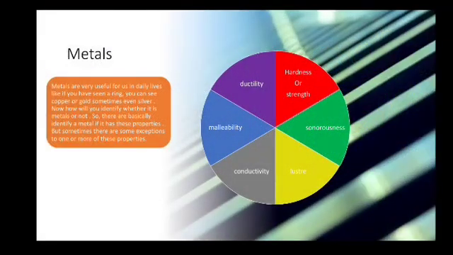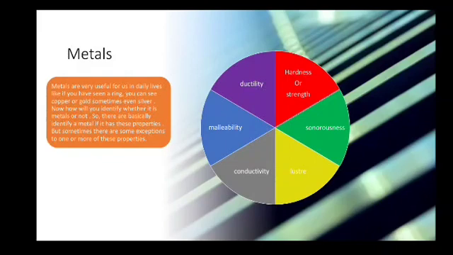So first we will study what are metals. Metals are very useful for us in our daily life. Yeah, you obviously know what metals are. If you have seen a ring, you can see that it is made of copper, or gold sometimes. Sometimes you can even see that a bell is made of iron. So these are examples of metals.